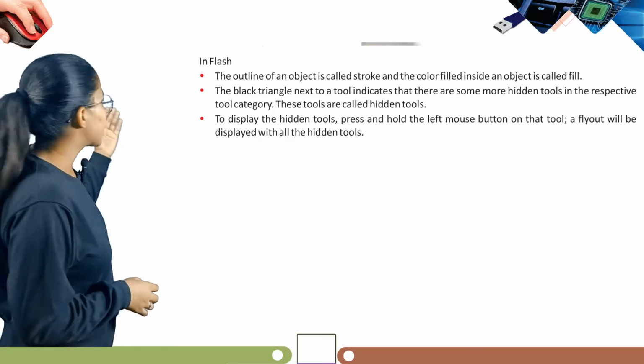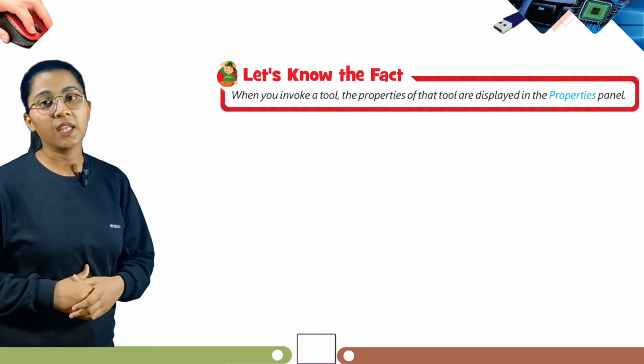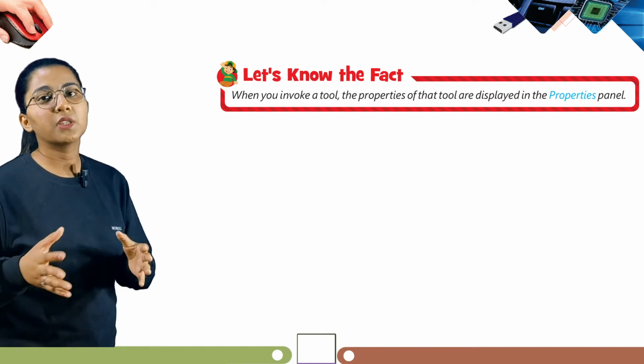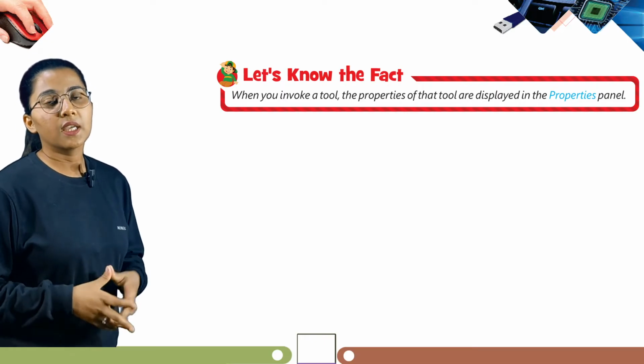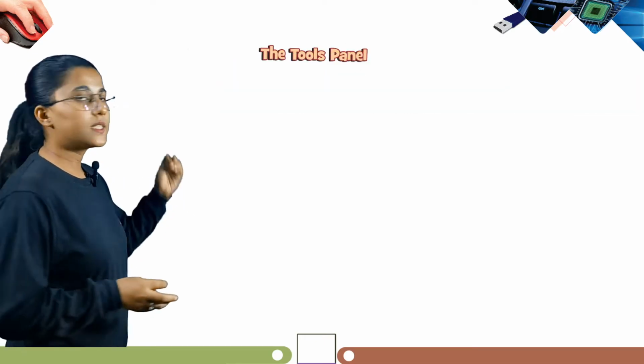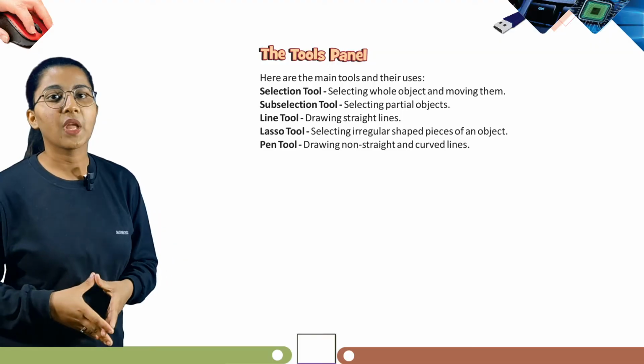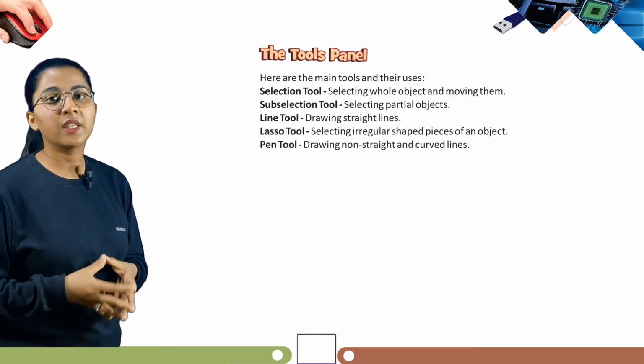Now students, it's time to know an interesting fact again. When you invoke a tool, the properties of that tool are displayed in the Properties panel. Now students, let's jump to our next topic, the tools panel. So here are the main tools and their roles.